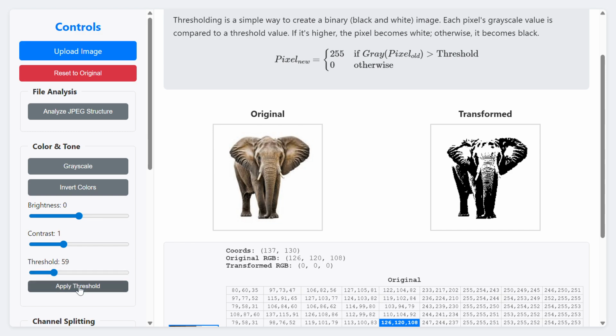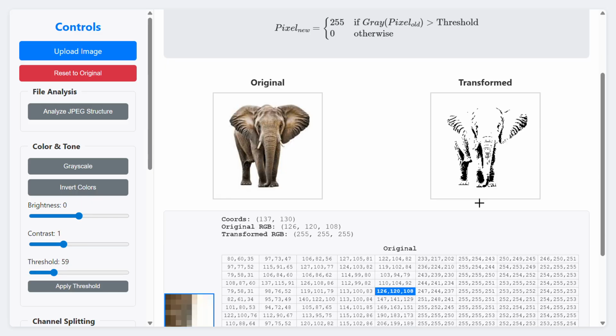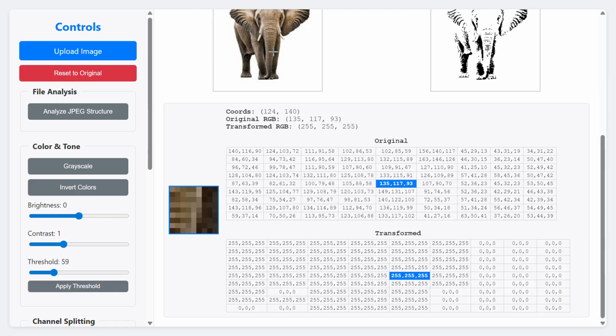So if we keep the threshold low, I'll have to reset the image. If we keep the threshold low and if I change it, then look at what happens. And look at this transformed image. Here you will get only either zeros or ones. Let's go to some neighborhood where you will see it better. Yeah. So all pixels are either 0 or the complete 255, either pure white or pure black, nothing in between.